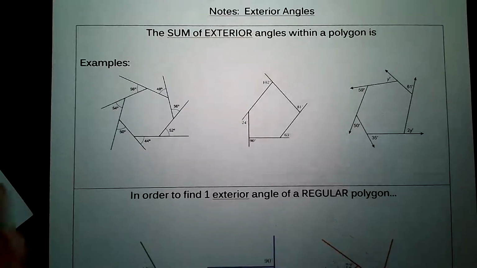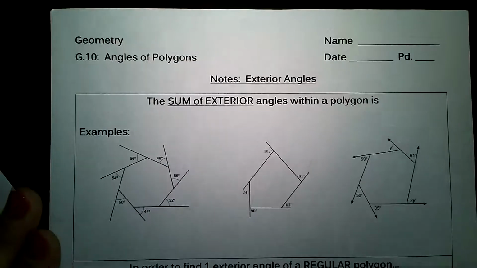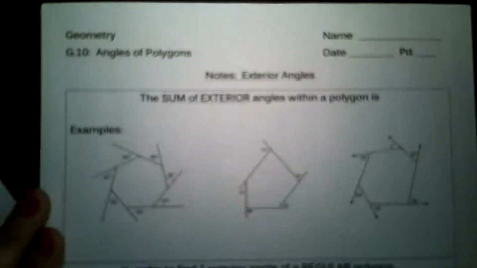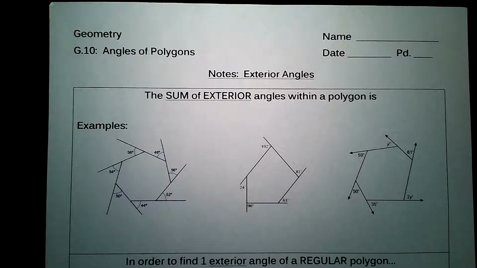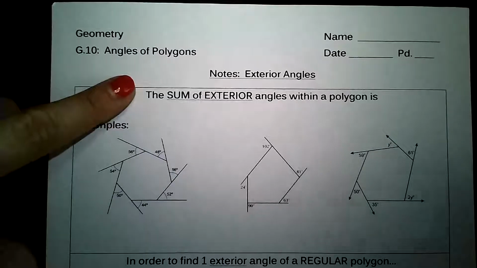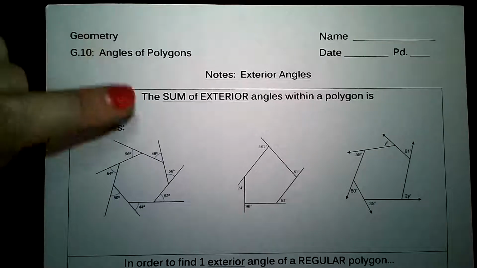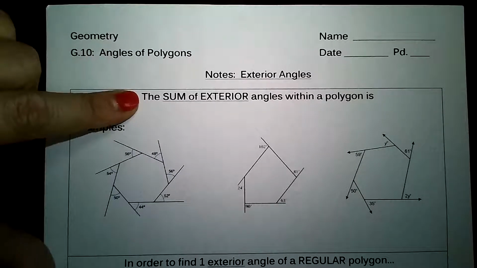Hello everybody. In this video we're looking at how to find the exterior angle measurements of a polygon. We just finished a lesson on how to find the interior angle measurements, and now we're turning our attention to the exterior angles of the polygon. So let's get started. First, let's start with how to find the sum of exterior angles within a polygon.